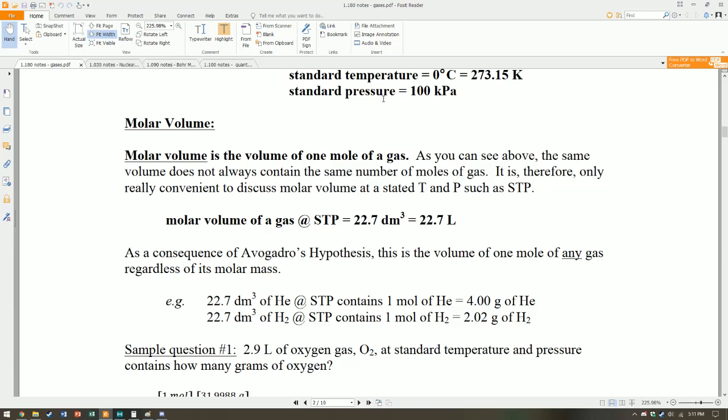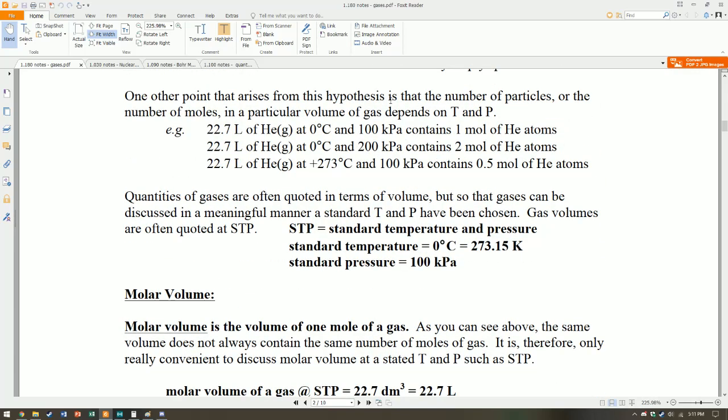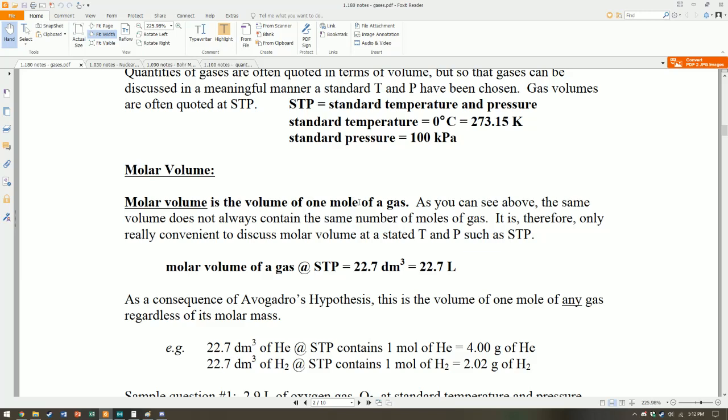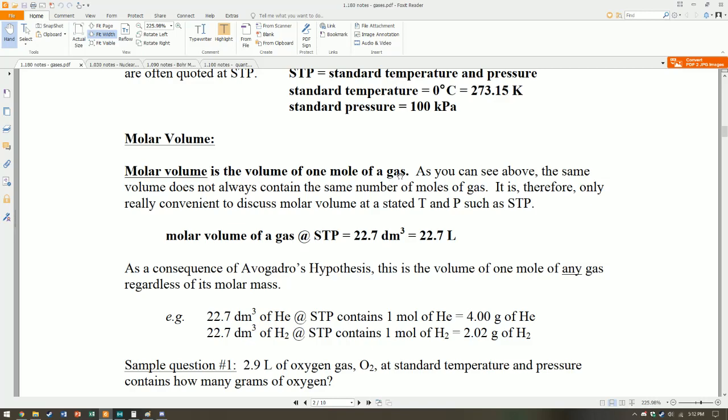Molar volume at standard conditions: because gases can change volume given the temperature and pressure, as we'll go on to discuss later, we use standard conditions known as standard temperature and pressure, where standard temperature is 0 degrees Celsius and standard pressure is 100 kPa. You can also use standard ambient temperature and pressure, or SATP. The only difference there is that the temperature is taken as room temperature, which is 25 degrees Celsius, or 298 Kelvin. The molar volume of an ideal gas at STP is 22.7 liters. Molar volume is just the volume of 1 mole of gas.